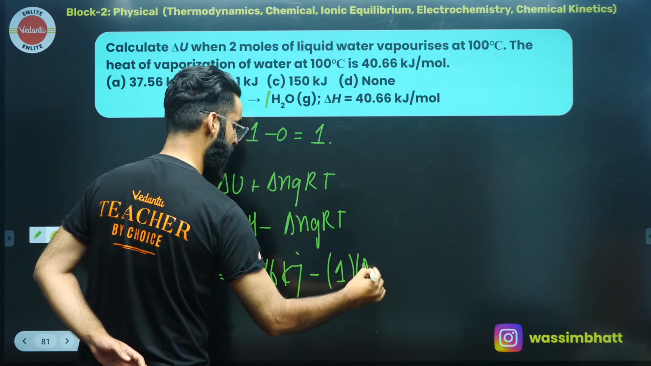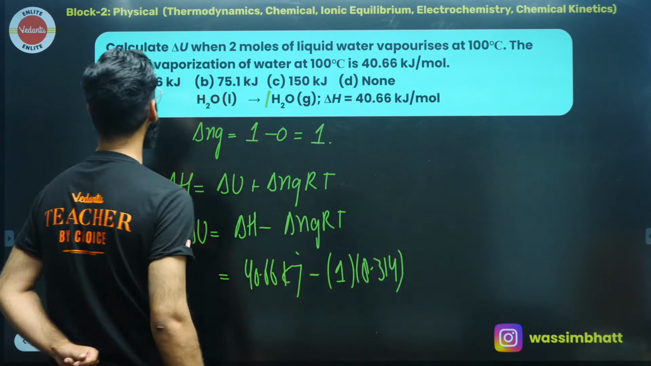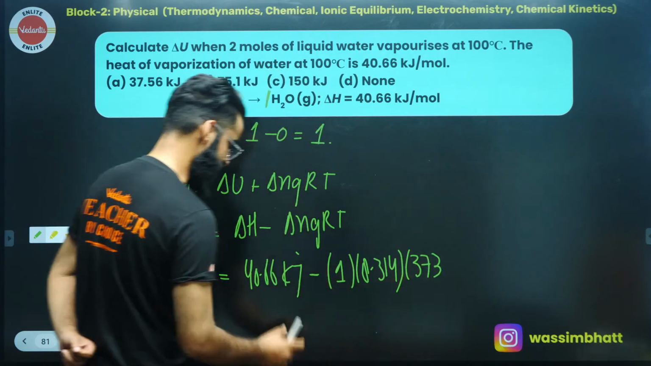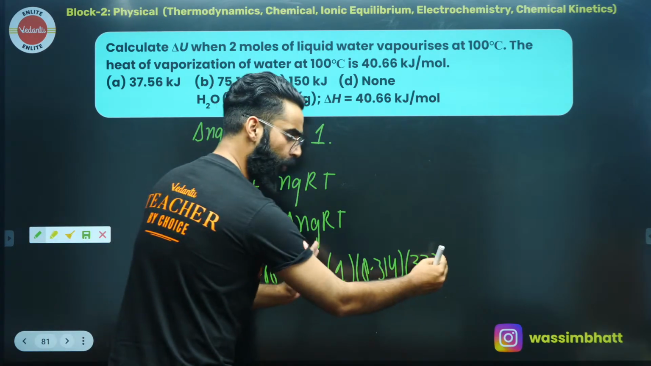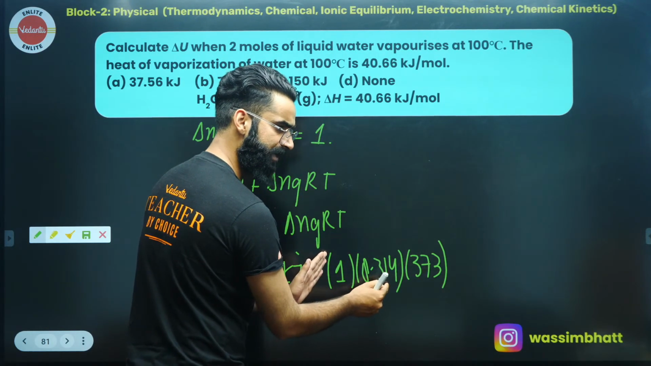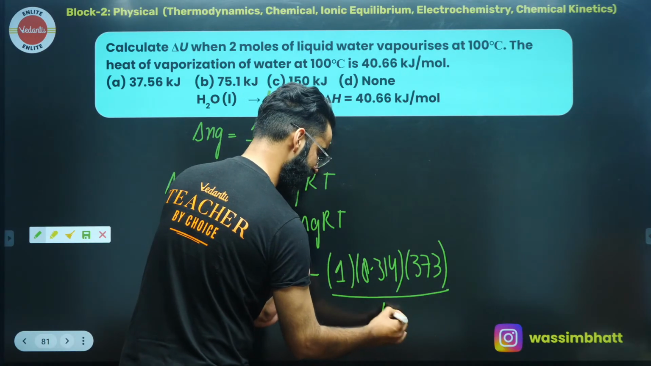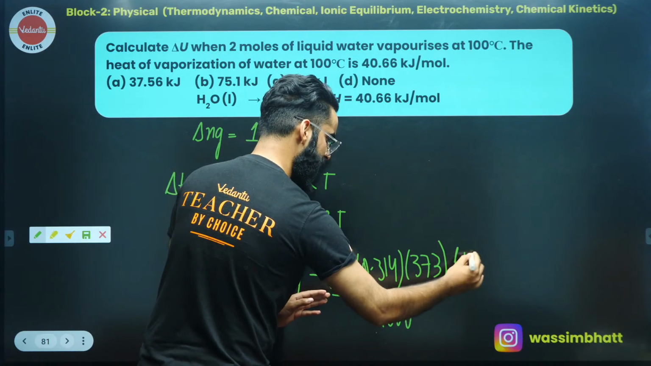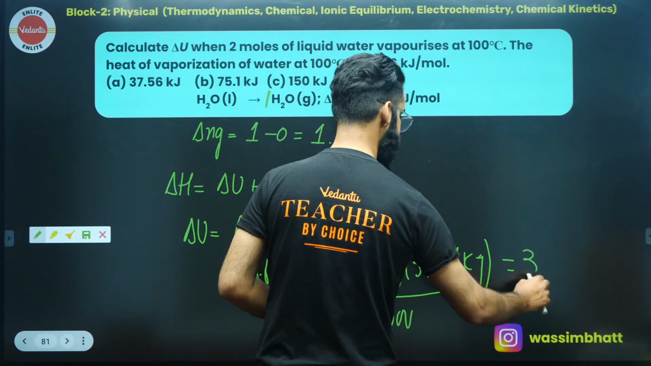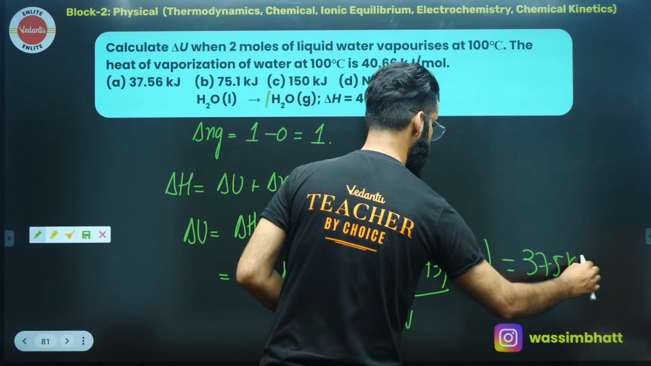R value is 8.314. Temperature is given to me as 100 degrees centigrade, 373. At the same time, since this term is in kilojoules, this whole term has to be in kilojoules as well. Since I've used the value of R as 8.314 joules per Kelvin per mole, I'll be dividing simultaneously with 1000 so that this term also comes in kilojoules, right? And when you solve this, the value comes out to be 37.5. 37.5 kilojoules is the value of delta U.